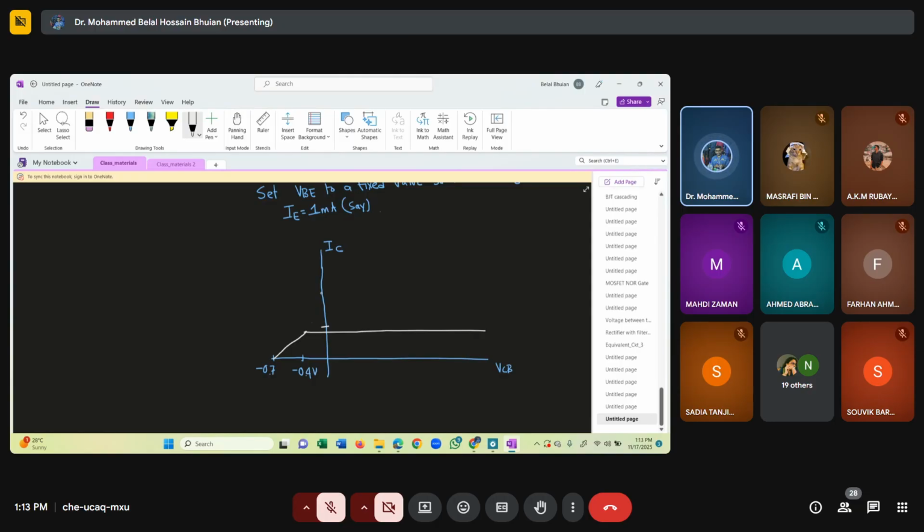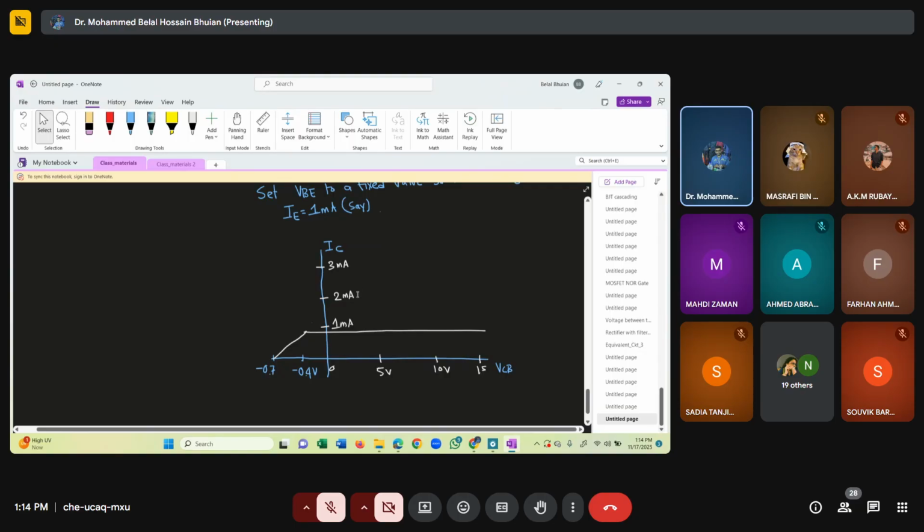So let's say this is our 1 milliampere IC, and that is our 2 milliampere. This is 3 milliampere. Mark that 0. Let's say this is our 5 volt, this is our 10 volt, this is 15 volt. So you see, that's what you're going to find. The current is constant.